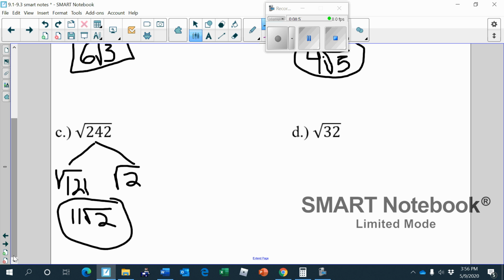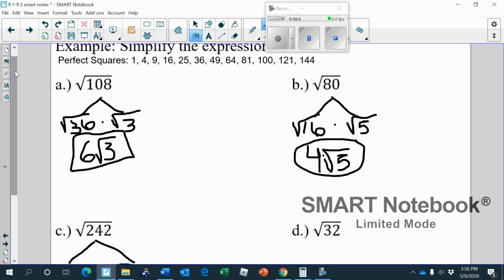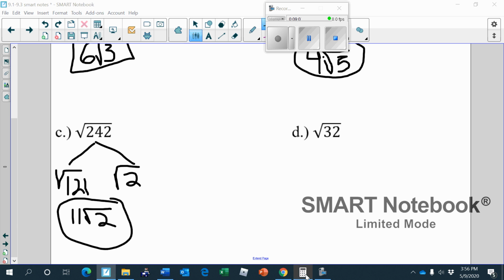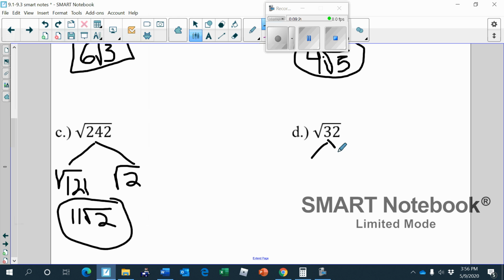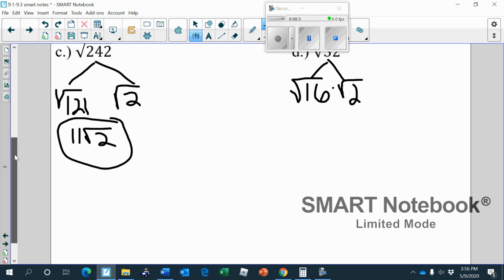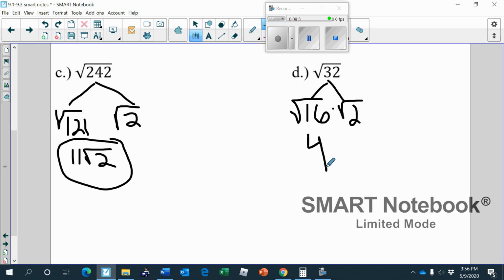And then let's look at that last one. Again, 32. Your first thought could be 4, but if you try 4, then you should automatically try 16. And let's take a look. What is 32 divided by 16? Does it go into it evenly? Yes, it does. So let's use 16 because that's our biggest perfect square that divides into 32. So the square root of 16 times the square root of 2. What is the square root of 16? That's one that you will know. 4, plain old 4 times root 2. And that's your final answer.